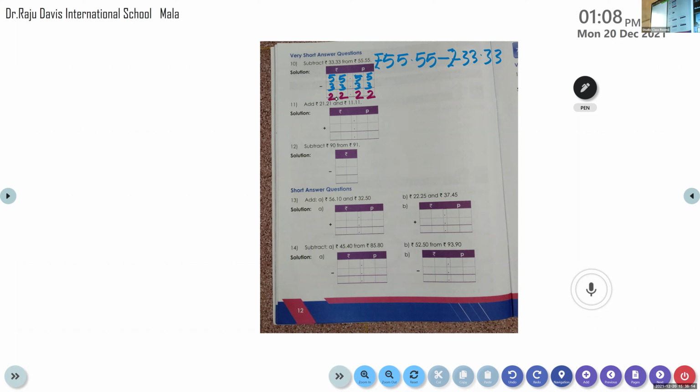22 rupees, 22 paise. Now, Evelyn, read the question number 11. Yes, ma'am. Question number 11. Add 21 rupees, 21 paisa and 11 rupees, 11 paise. Okay, so let's write the numbers. 21 rupees, 21 paise. 11 rupees, 11 paise.